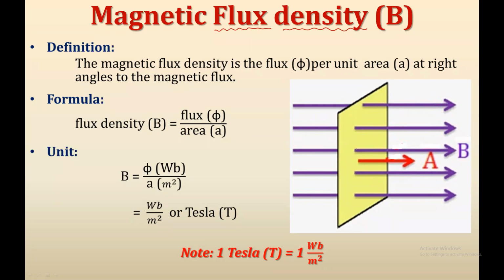But what is meant by the flux density? Try to read it. The magnetic flux density is the flux per unit area at right angle to that magnetic flux. Means if you consider one plane, one area which is at right angle to the magnetic lines of force, then how much flux can pass through that plane or area, that is called the flux density at that point.